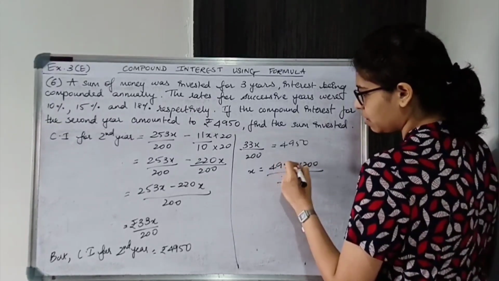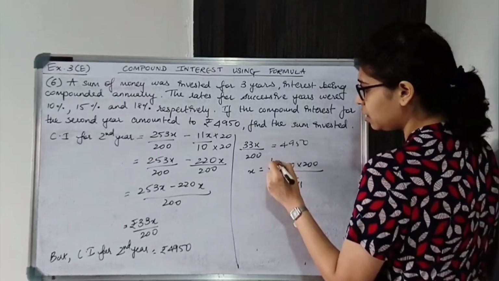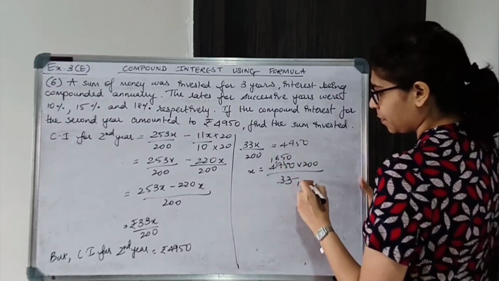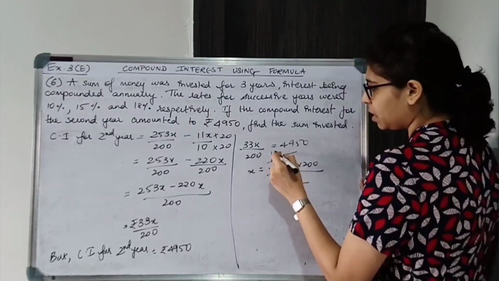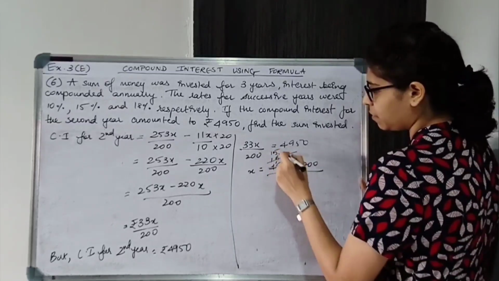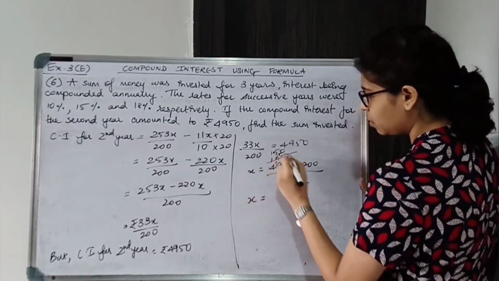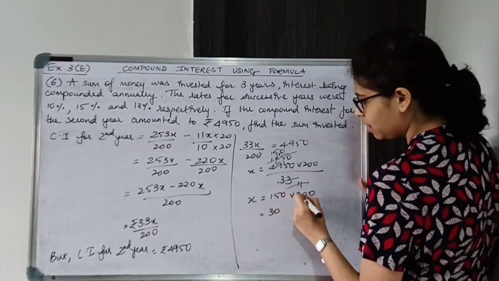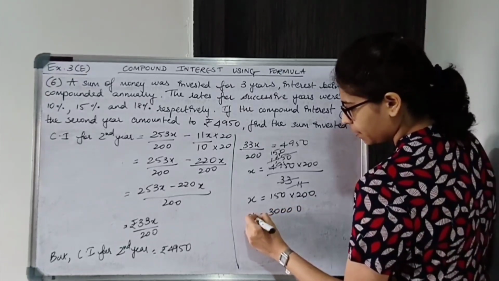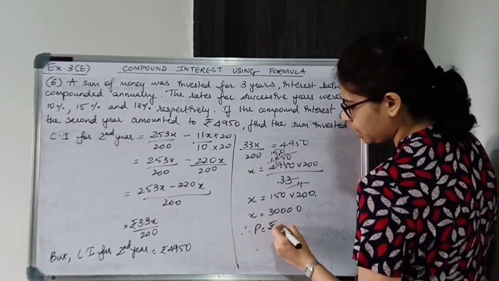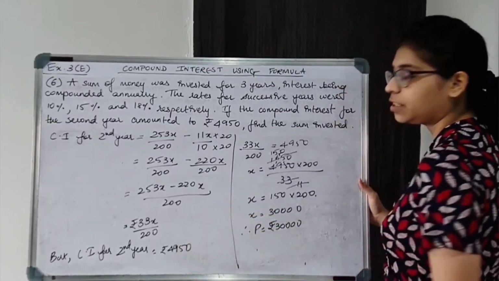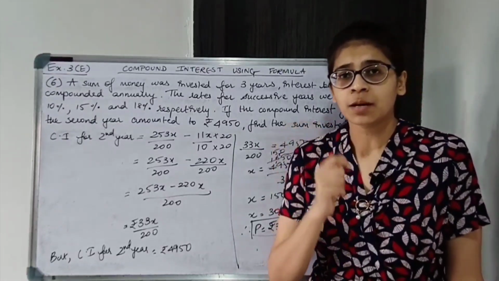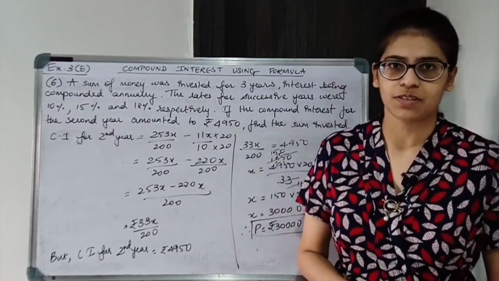So 3 11s are 33, 3 6s are 18, 3 5s are 15 and 0. 11 1s are 11, 5 remains, 11 5s are 55 and 0. So x is equal to 150 into 200. 15 2s are 30 and 3 zeros. So therefore principal is rupees 30,000. Box the answer. Don't forget the rupee symbol. Write down the final statement: the sum of money invested is rupees 30,000.